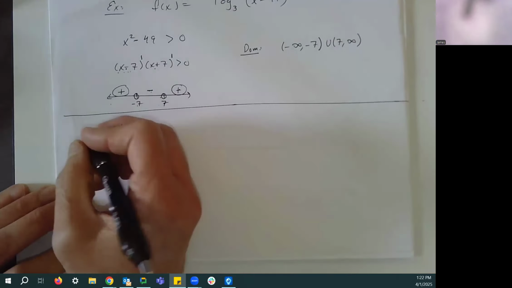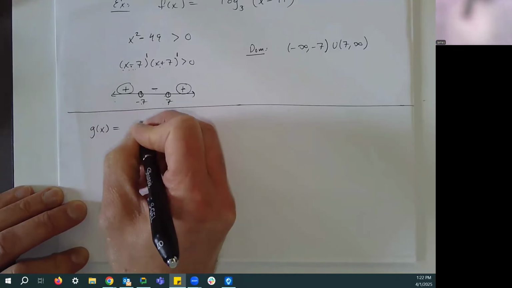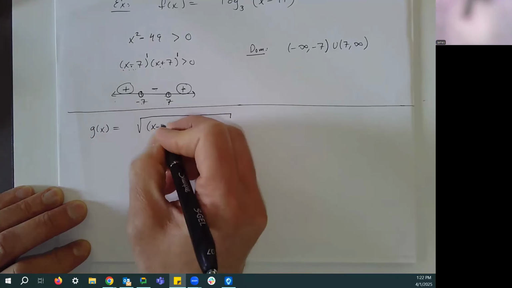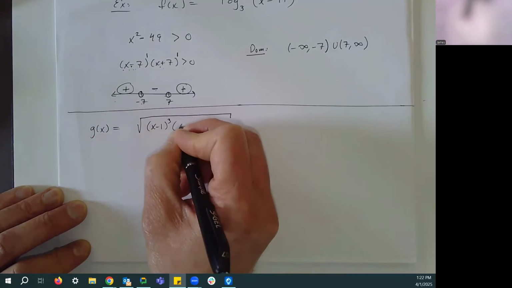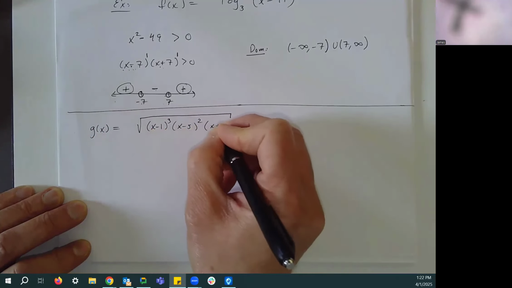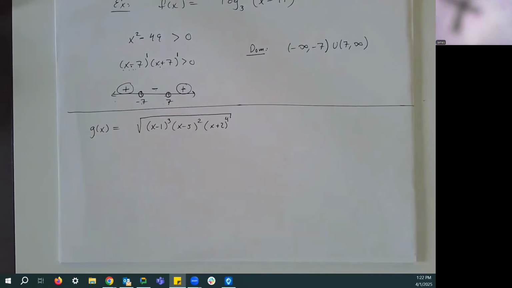So let's say our function is, let's make it easy. Well, easy in that we're going to factor it from the get-go. So g of x is equal to (x minus 1) cubed times (x minus 5) squared times (x plus 2) to the 4th power. And we're going to find the domain.